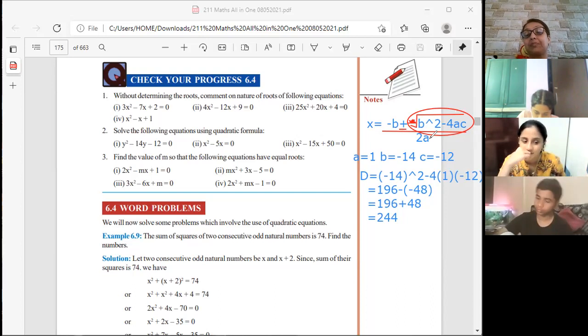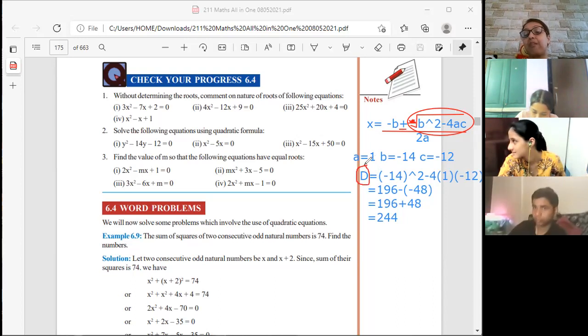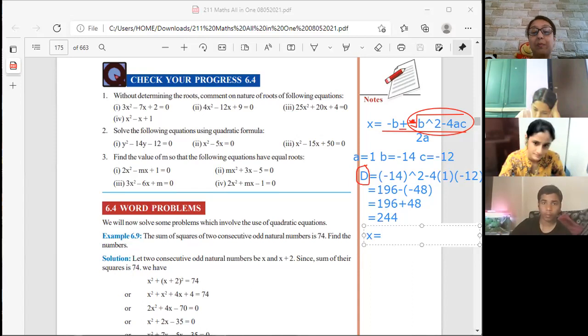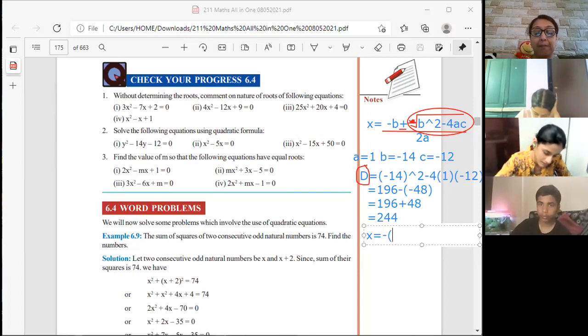Okay. What is D? D is nothing but b square minus 4ac. Correct? So now I'm going to substitute in the place of b square minus 4ac. I'm going to put 244. So I'm going to write x is equal to minus b. Now what is minus b? Minus 14? Am I right?